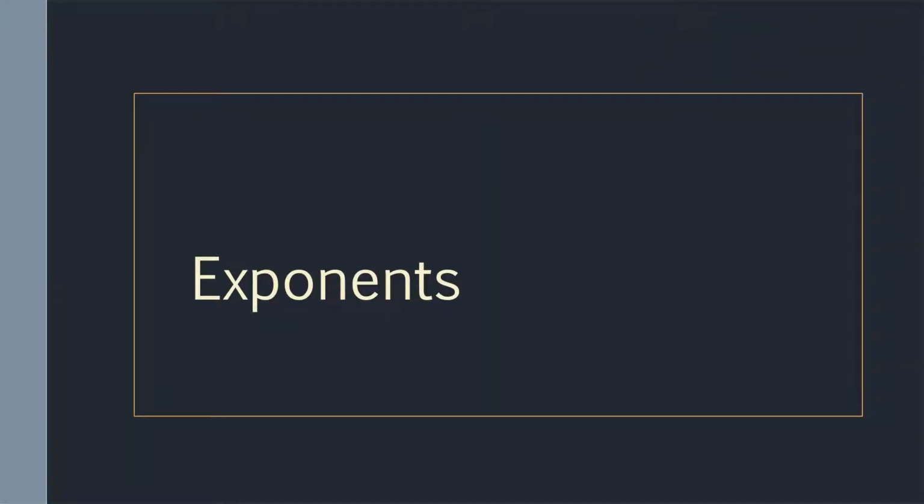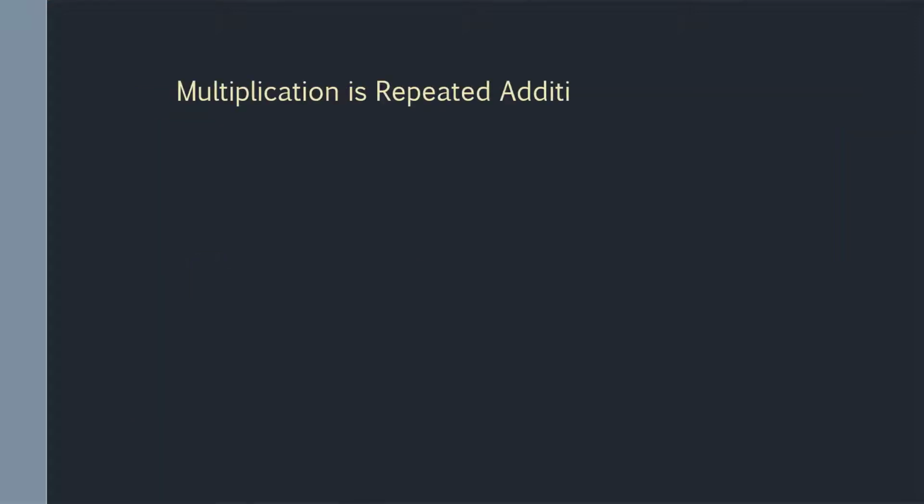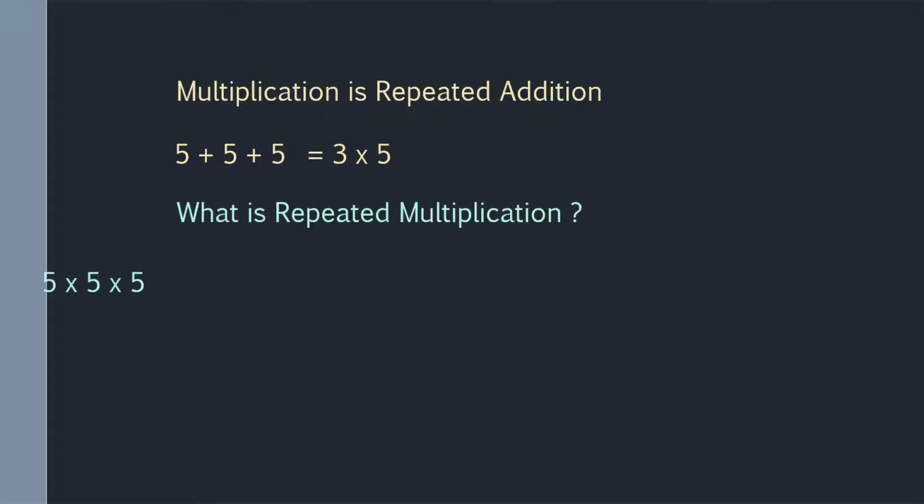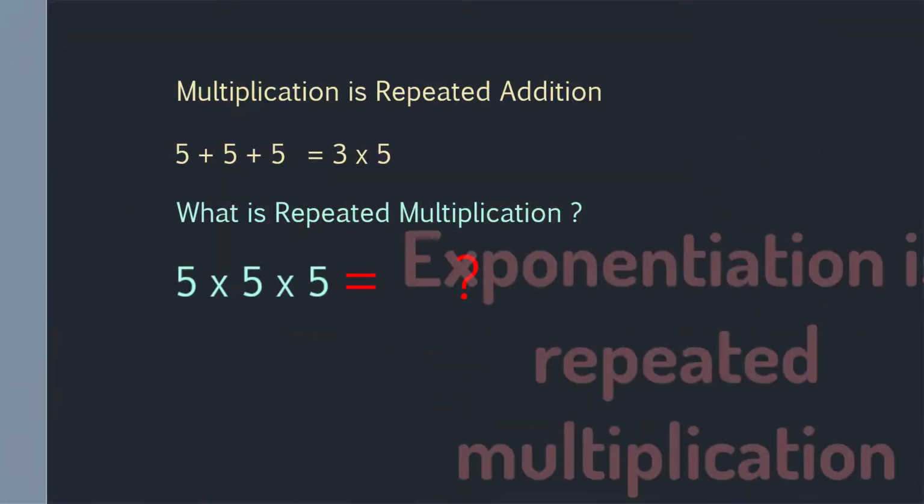In former classes where we studied multiplication, we had seen that multiplication is nothing but repeated addition. For example, 5 plus 5 plus 5 is equal to 3 into 5. That was repeated addition of 5, 3 times. Now what about repeated multiplication then? Say 5 into 5 into 5. Here comes the idea of exponents.